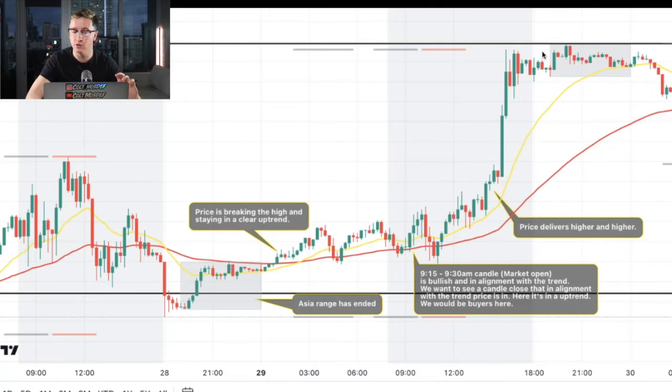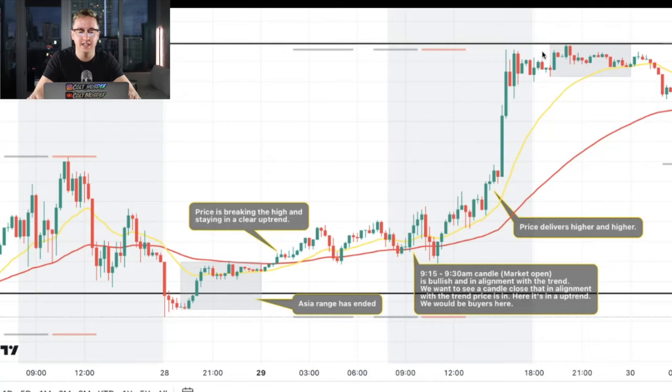So you want to be able to look at it and compare the charts to your present markets with this printout that you have to see if there's any differences or anything that's similar. So this is what we are overall looking for. You can see the gray shaded box where it says Asia range has ended. That is the Asia range indicator.